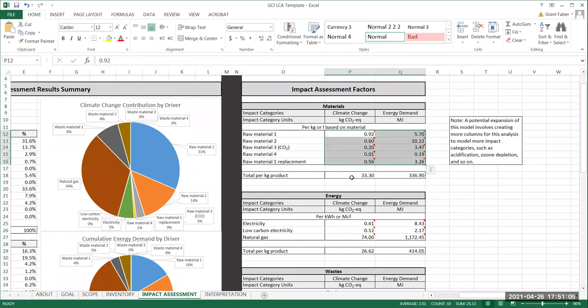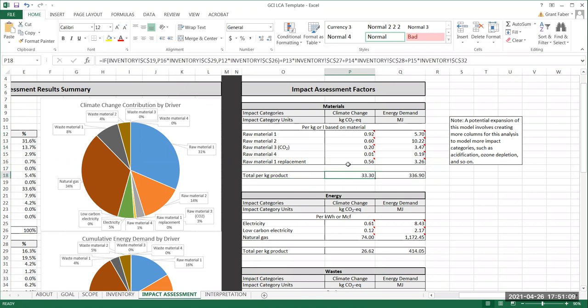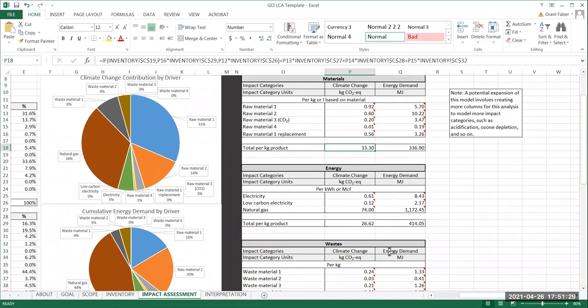But essentially, you'll plug in all of these different factors, and then how the model is structured at this time is that depending on the scenario that's selected and depending on how much of each raw material is being used, there's a calculation here: the total impact per kilogram of the final product produced. And so you see that there's one for climate change, one for energy demand here for all of these.